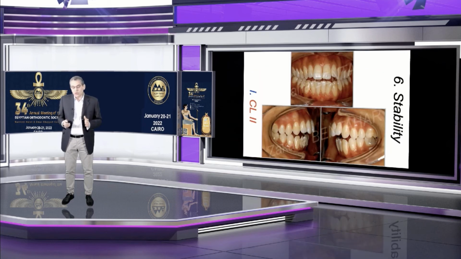So this is the occlusion at the beginning. She has a big class 2, not a big class 2, but a severe class 2 with open bite.